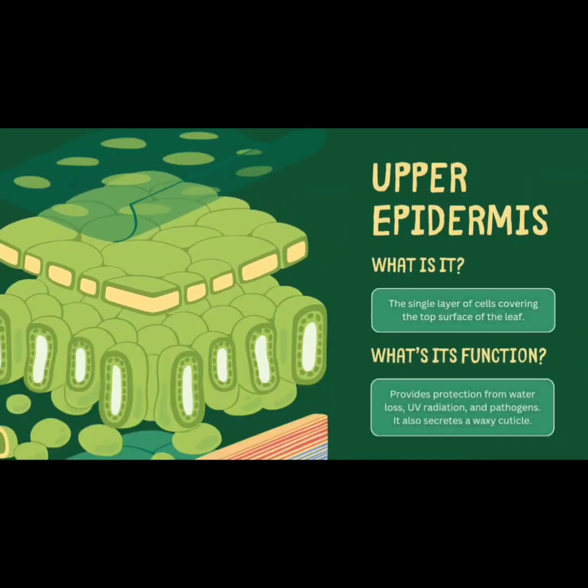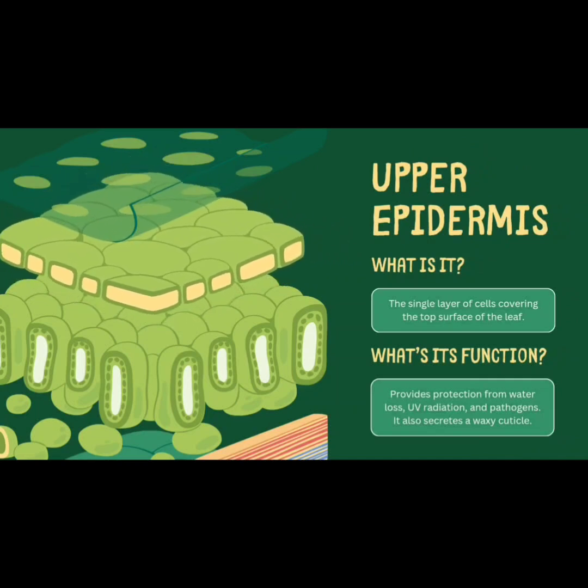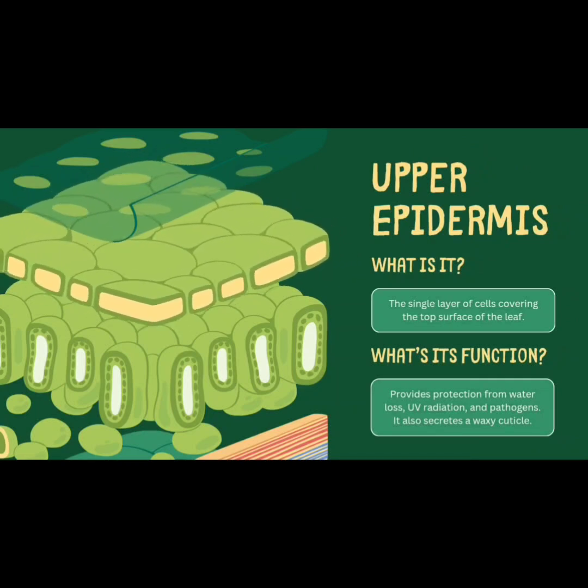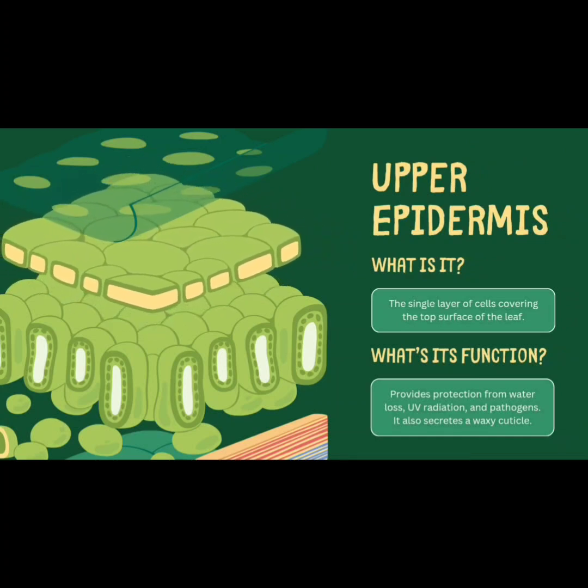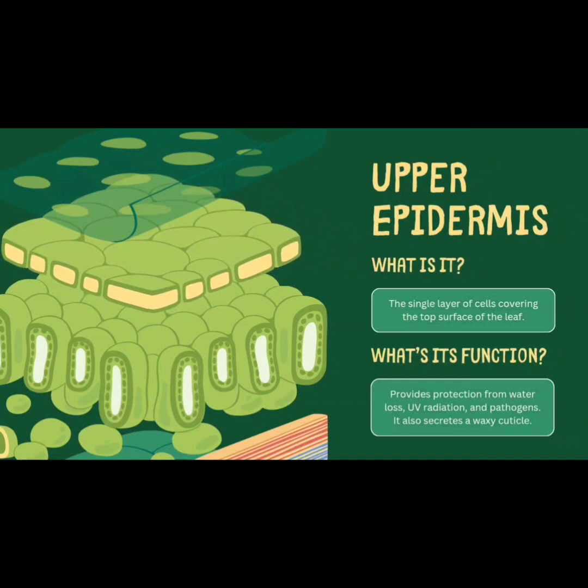Upper epidermis. What is it? It is the single layer of cells covering the top surface of the leaf. What's its function? It provides protection from water loss, UV radiation, and pathogens. It also secretes a waxy cuticle.